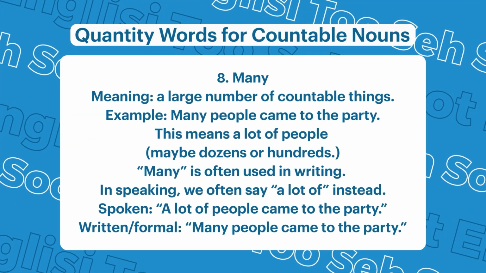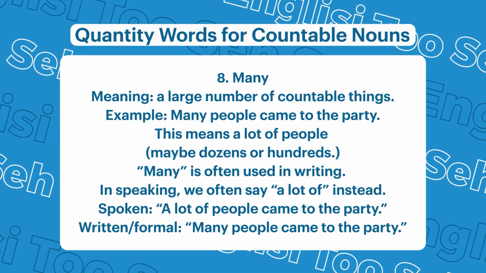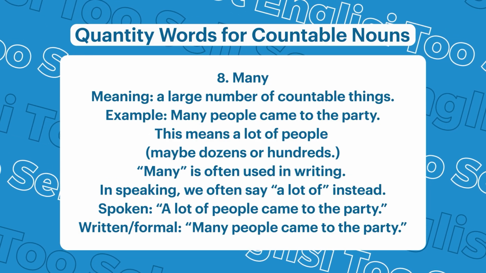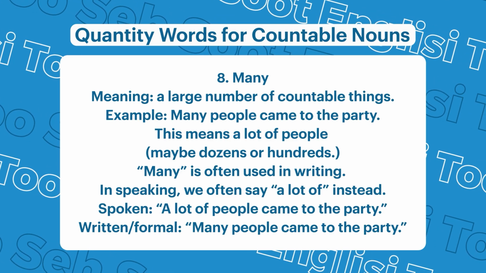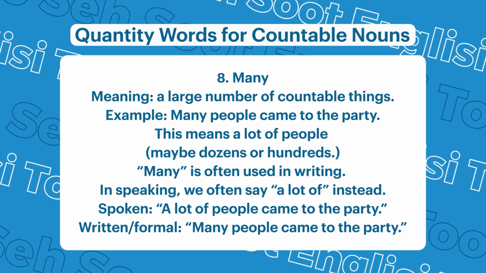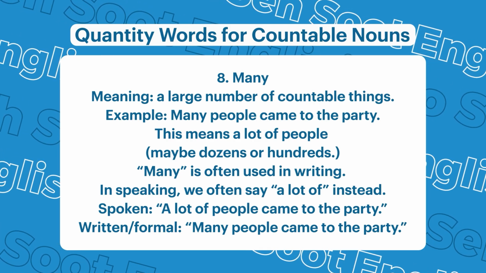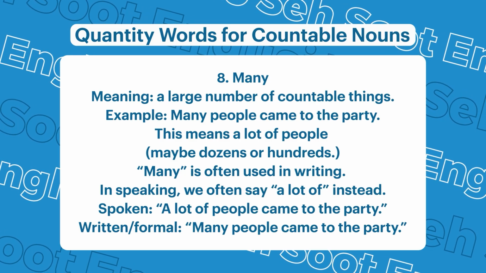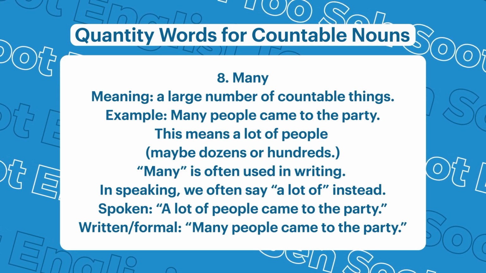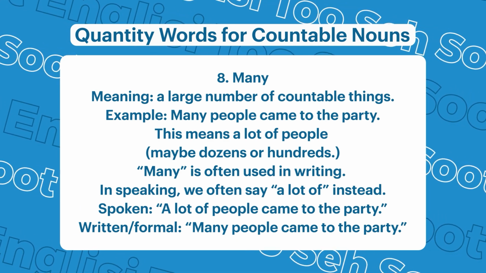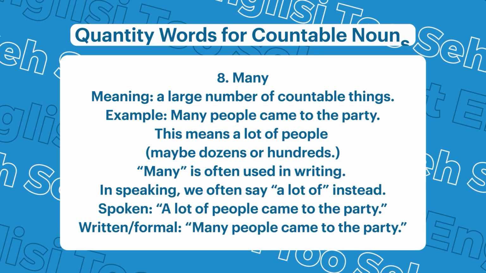Number 8, many, meaning a large number of countable things. For example, many people came to the party. This means a lot of people, maybe thousands or hundreds of people came to the party. Many is often used in writing. In speaking, we often say a lot of instead. So when we are talking to each other, we say a lot of people came to the party. But when we are writing, especially in a formal way, we write many people came to the party.